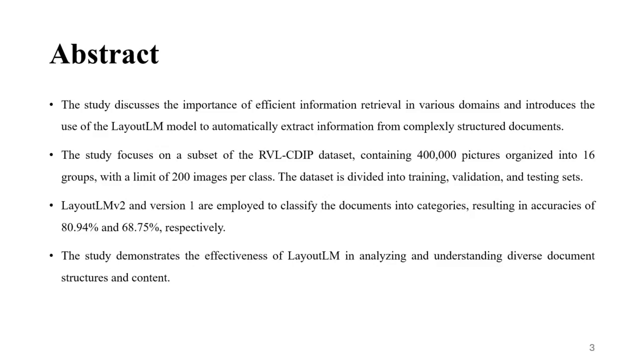There are three sets of the dataset: training, validation, and testing. The papers are categorized using LayoutLM version 2 and version 1 with accuracy rates of 80.94% and 68.75% respectively. The study demonstrates how well the layout language model analyzes and comprehends a variety of document forms and contents.